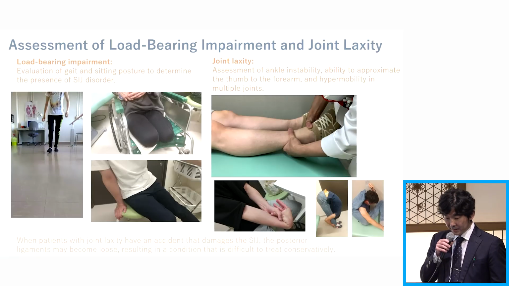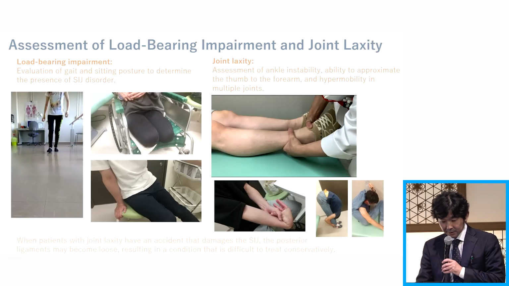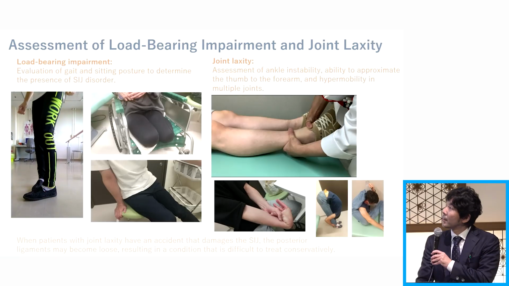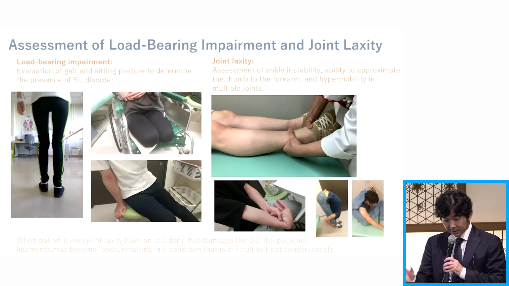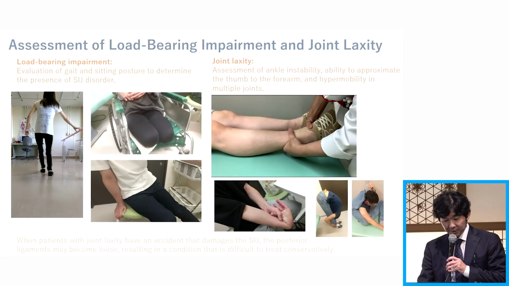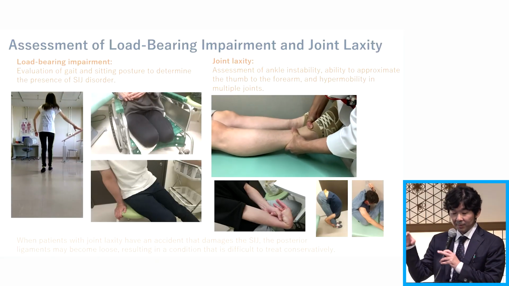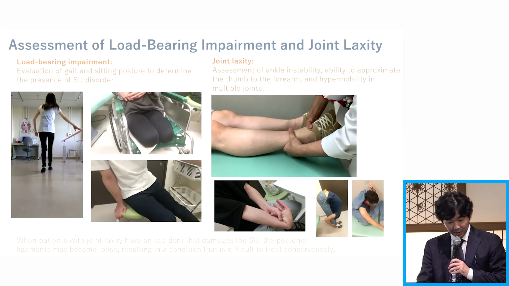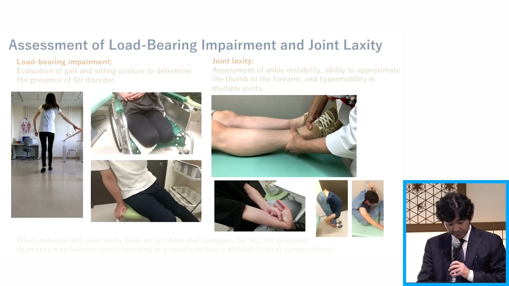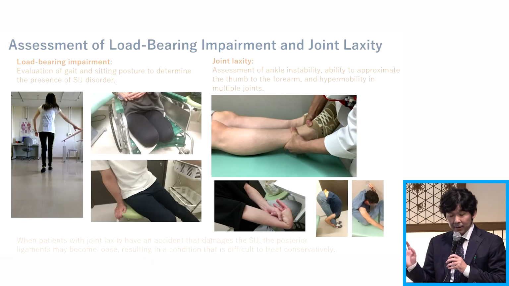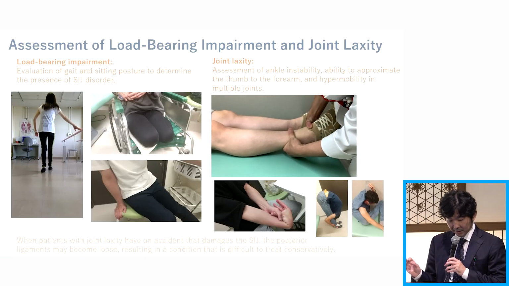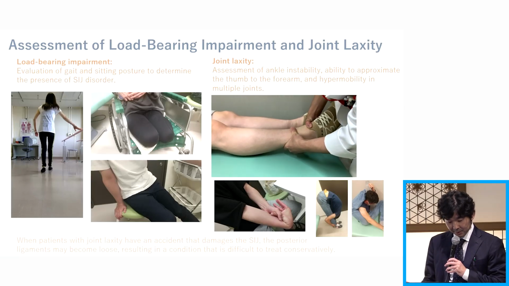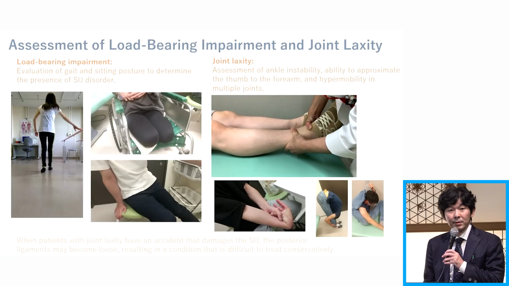For load bearing, I evaluate gait and sitting posture. And for joint laxity, I check the ankle instability and the ability to approximate the thumb to the forearm and hypermobility in multiple joints. When patients with joint laxity have had some accident that damages the SIJ, the posterior ligaments may become loose, resulting in a condition that is difficult to treat conservatively.